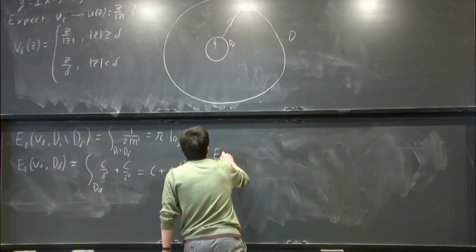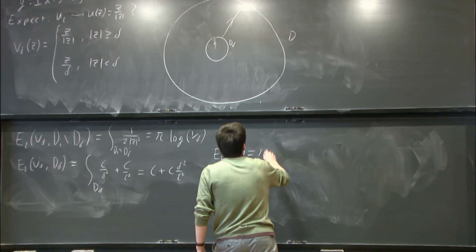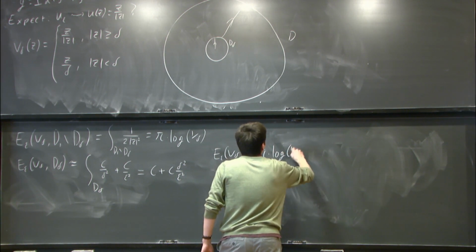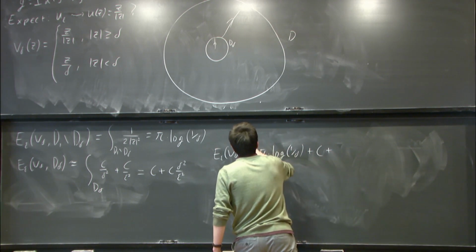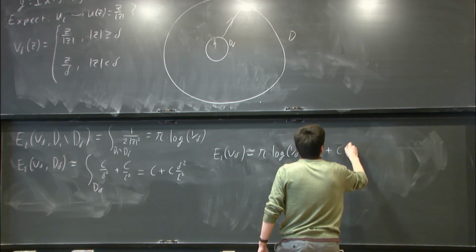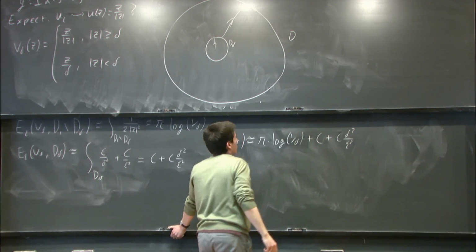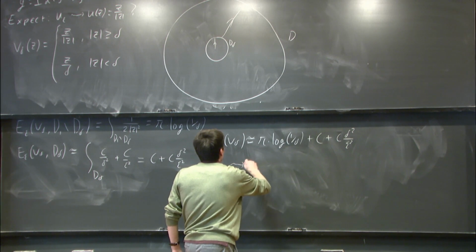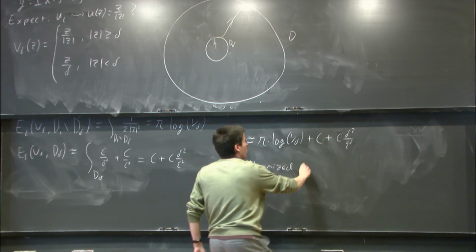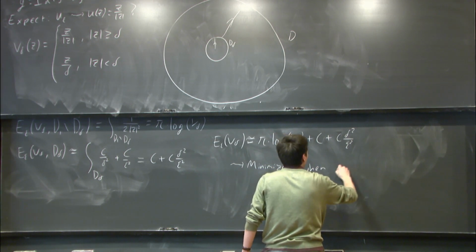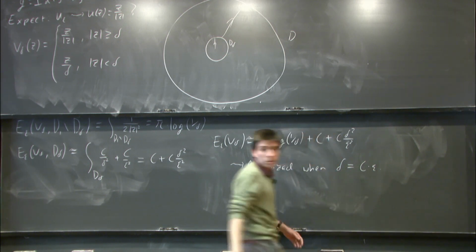OK, so we see that our energy for this map V delta is going to be pi log 1 over delta plus a constant plus some delta squared over epsilon squared term. And it's another 10-second exercise. You see this is going to be minimized when delta is a constant multiple of epsilon.